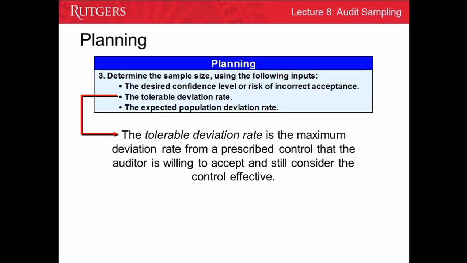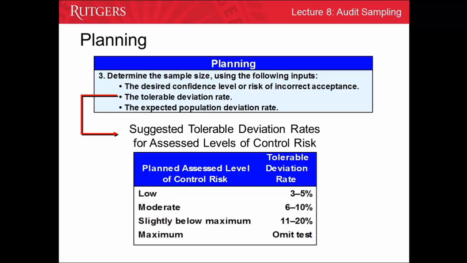Then let's take a look at the tolerable deviation rate. The tolerable deviation rate is the maximum deviation rate from a prescribed control that the auditor is willing to accept and still consider the control effective. We can see that this table lists examples of the relationship between the assessed importance of a control and the tolerable deviation rate.